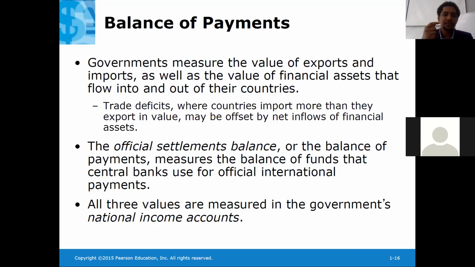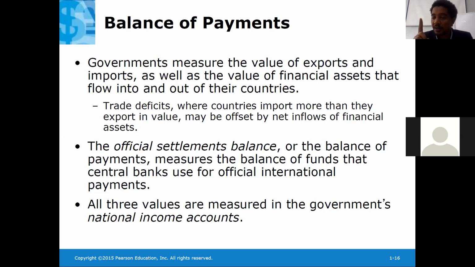So you can also balance your balance of payment by using other financial assets and bringing cash flows into the country, right? So trade deficits are created where countries import more than they export in value, but may be offset by net flows of financial assets. As I've said, this higher imports and lower exports can be offset, just like the US, by other financial assets, like foreign direct investment or other capital markets, okay?